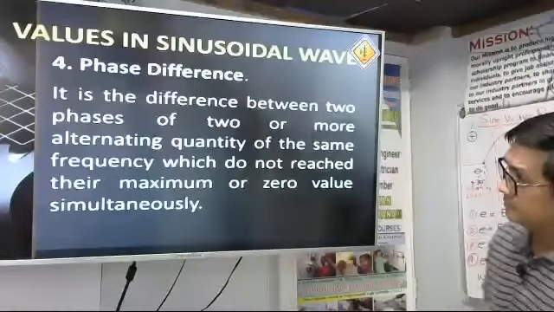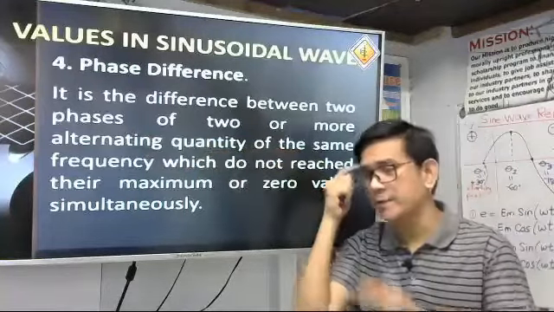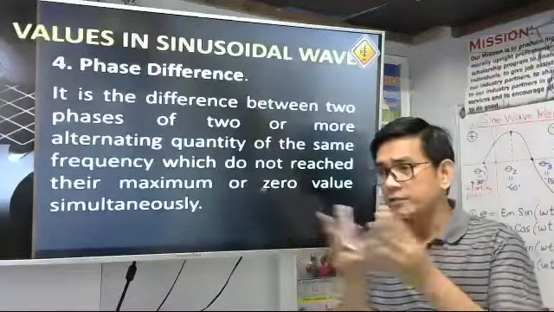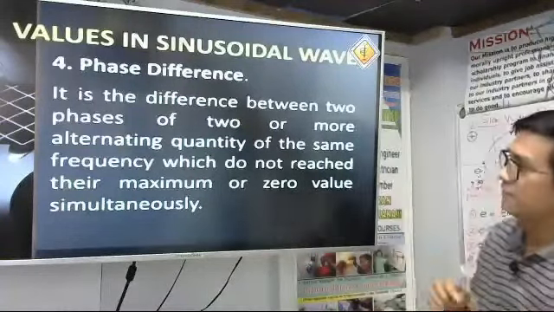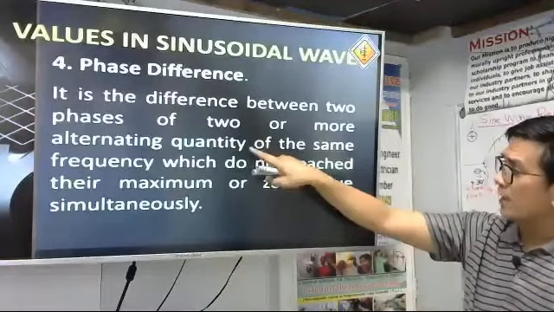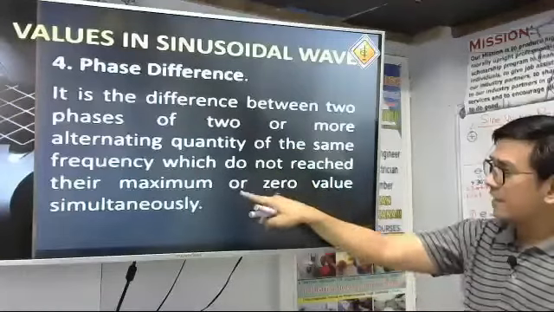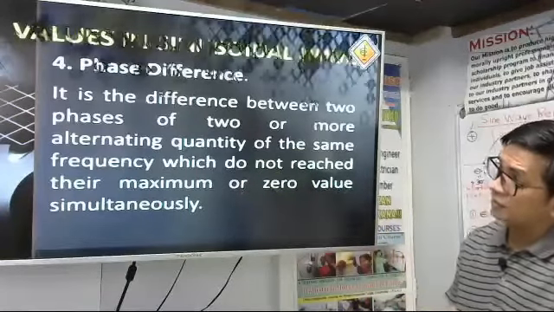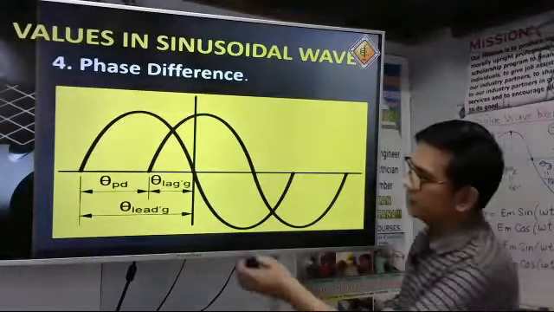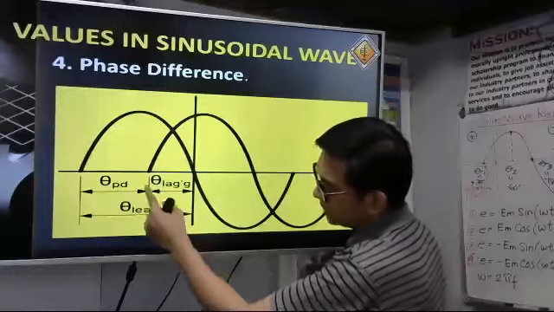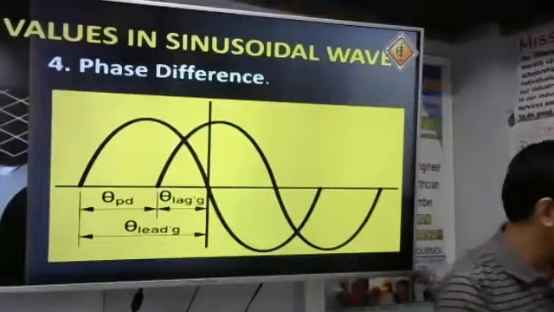Phase difference. It is the difference between two phases. Usually, let's say we have the voltage phase and the current phase, so they have a phase difference, of two or more alternating quantities of the same frequency which do not reach their maximum or zero value simultaneously. Okay? It's like this one. So if you take a look here, this is the phase difference. Always remember this formula in getting the phase difference. I'll show you the formula.